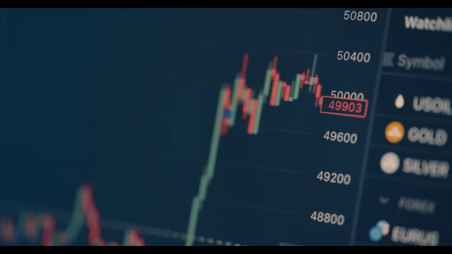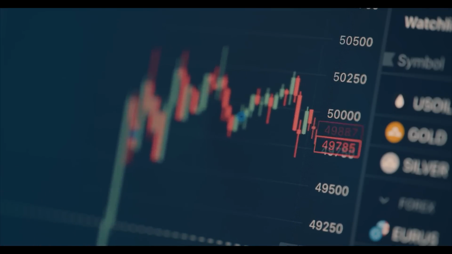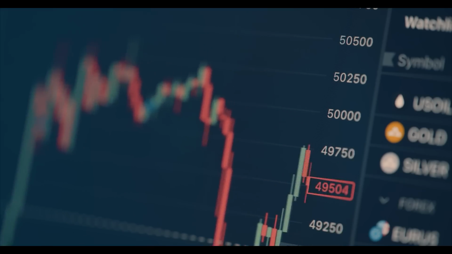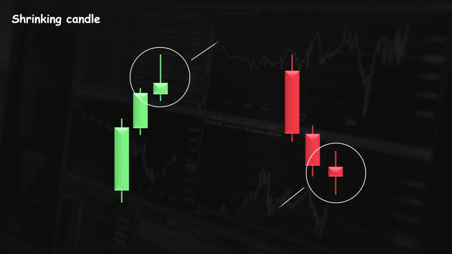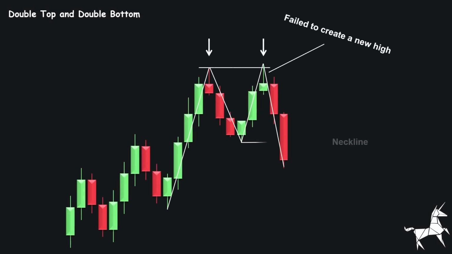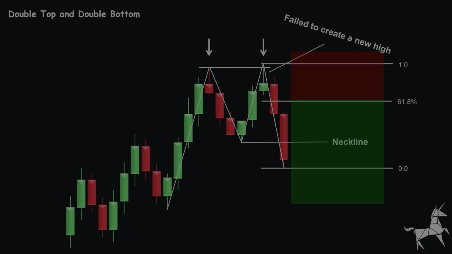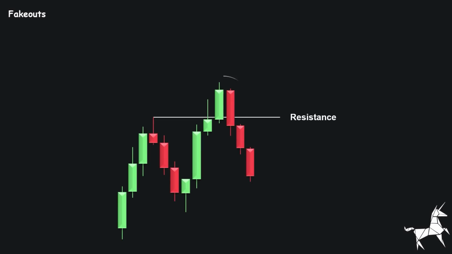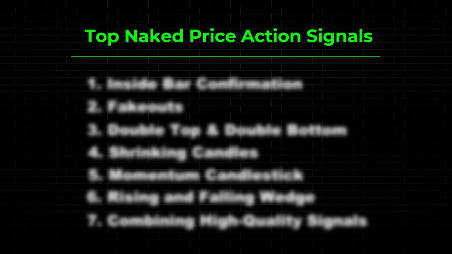Naked price action allows traders to focus on the only thing that really matters: the price. In this video, we have gathered some of the most fundamental price action signals and techniques that are incredibly useful. No matter what your trading strategy is, these methods will help you make better decisions and improve your trading performance. Today, we will show you how to identify these patterns on the chart, explain the psychology behind them, and demonstrate how to use them to make well-informed trading decisions.